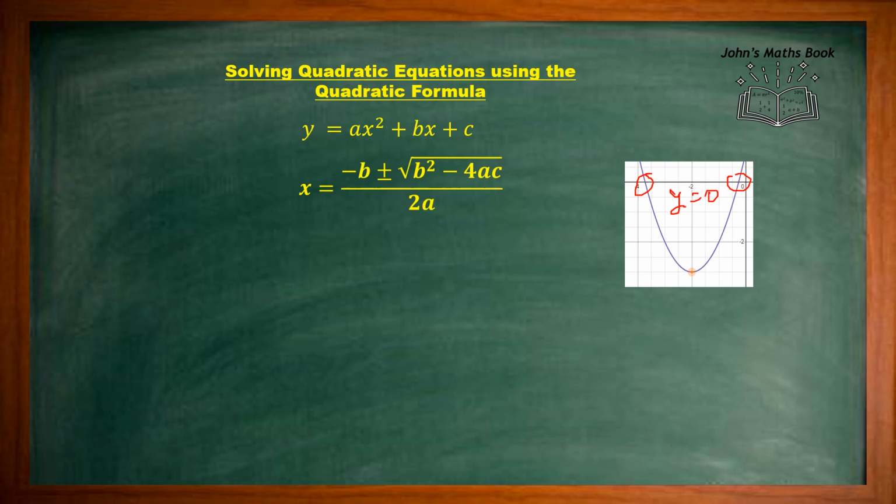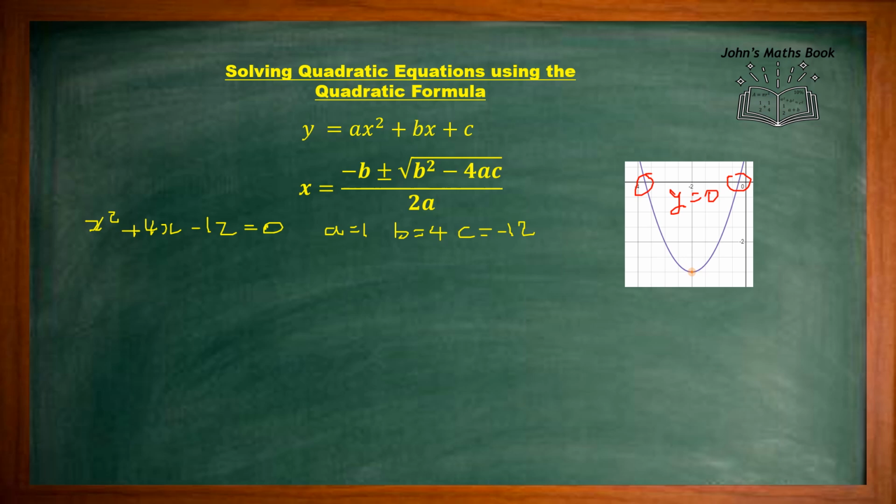So let's take the example of x squared plus 4x minus 12 equals 0. So the first thing we do is identify a, b, and c. So a in the quadratic formula is the coefficient of the x squared term. So a is equal to 1. B is the coefficient of the x term, so b is equal to 4. And c is the constant, so c is equal to minus 12 in our case.